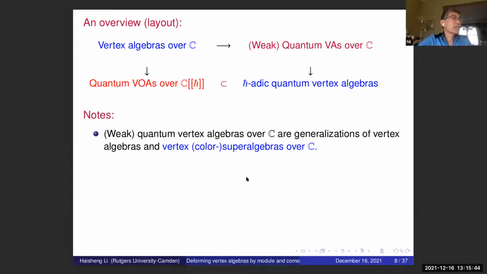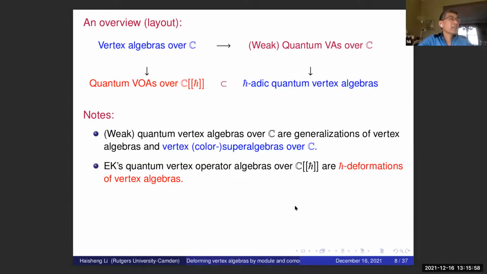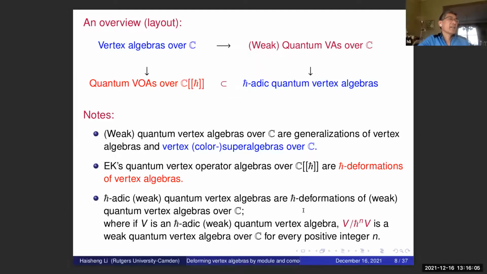Okay, some notes. The first one I already mentioned: the weak quantum vertex algebra is just the generalization of the vertex algebra. Basically, you can consider vertex superalgebra and the color algebra, whatever. Okay. And the Etingof-Kazhdan notion, I already mentioned, is just formal H deformation of vertex algebras. And as for H-adic quantum vertex algebra, I mentioned that the classical limit is not a vertex algebra, but a quantum vertex algebra.